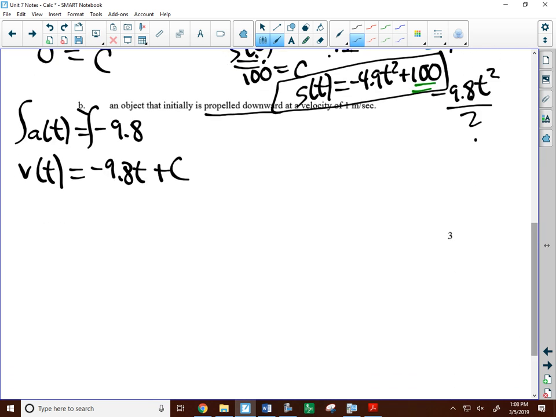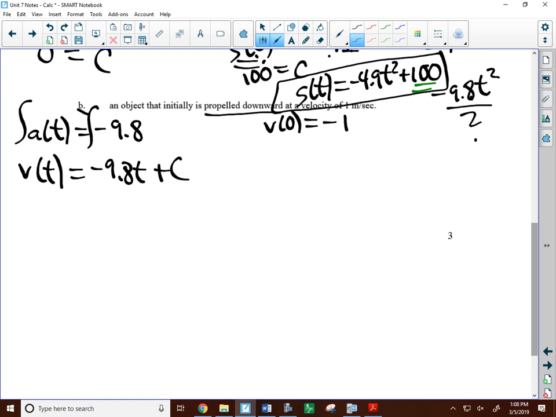Okay, so now the initial velocity, v of 0, we're throwing it down at an initial velocity of 1 meter per second. It's a light toss. It takes 1 second to go a meter. That's basically just we're tossing it.